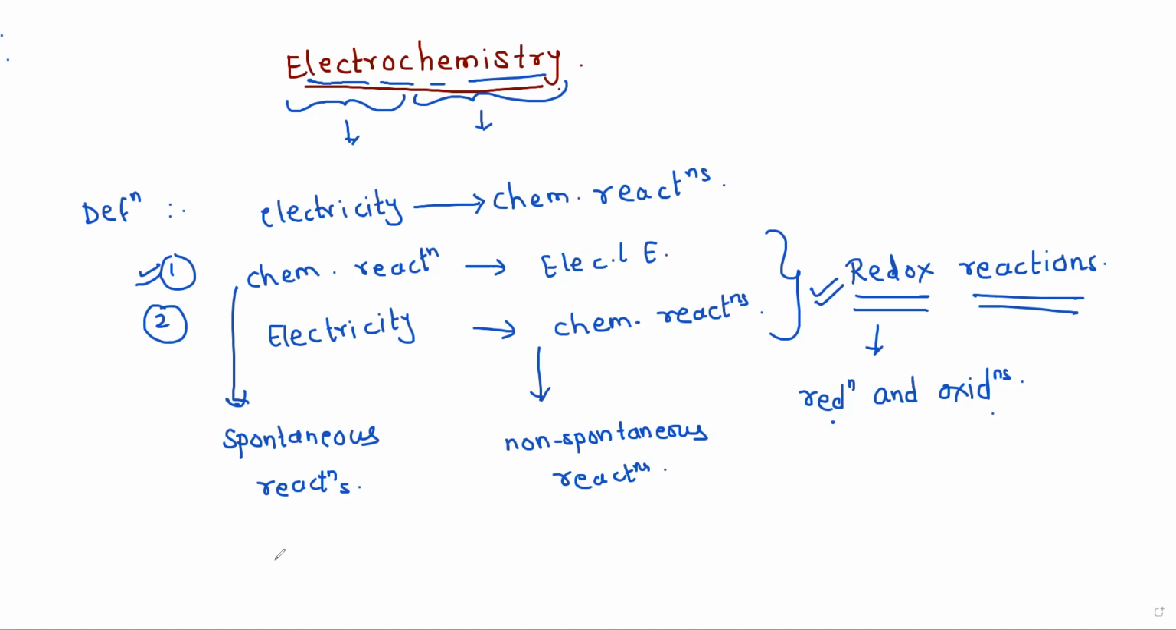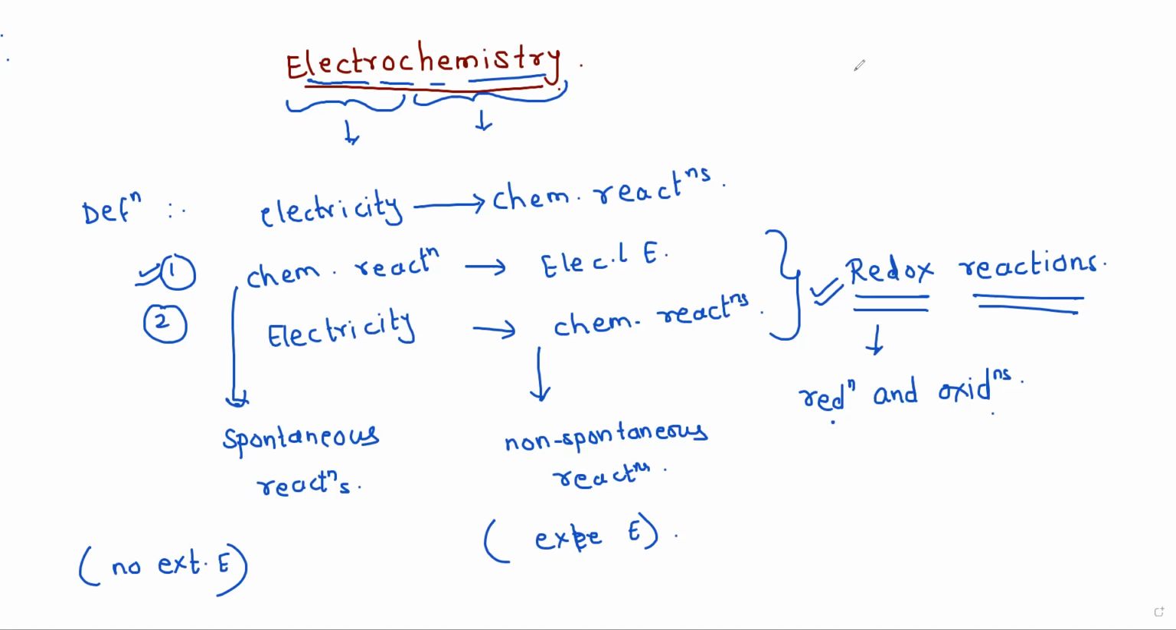Now, what is spontaneous? As I said just now, spontaneous reactions are capable of proceeding in a given direction with no external energy. No external energy is required for those reactions to happen, while non-spontaneous reactions require some amount of external energy or external force to happen this type of conversion.